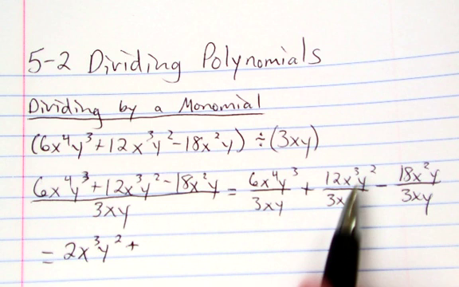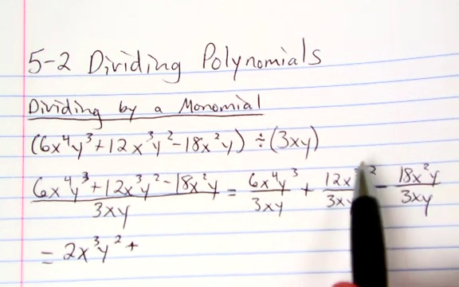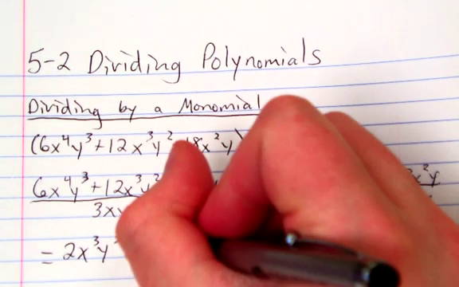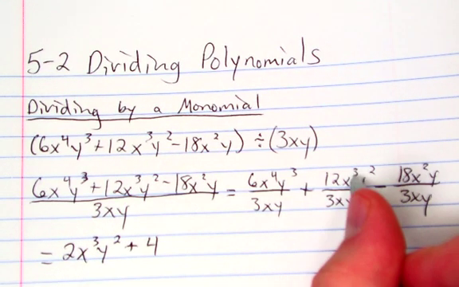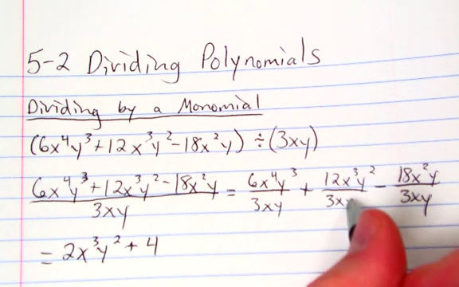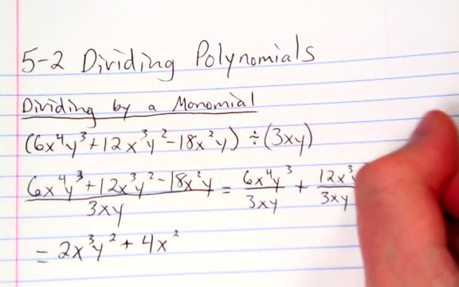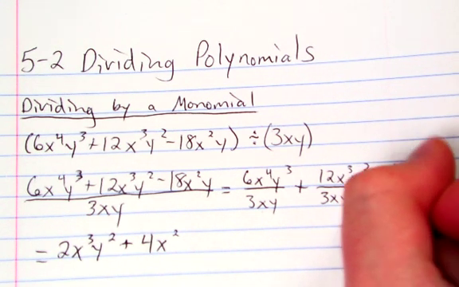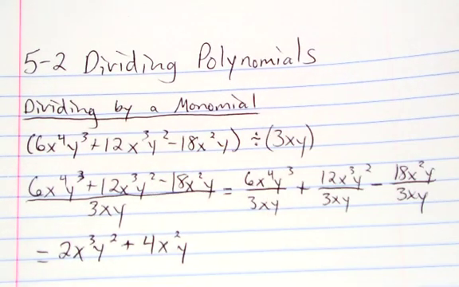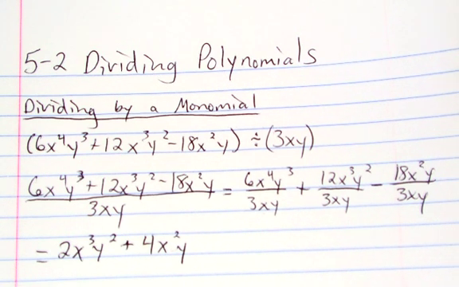Plus, second term, 12 divided by 3 is 4. X cubed over x, subtract the exponents, gives me x squared. And then y squared over y, subtract the exponent, gives me y to the first. And I do not need to write the first power since it would be assumed to be a 1 if I don't write anything there.